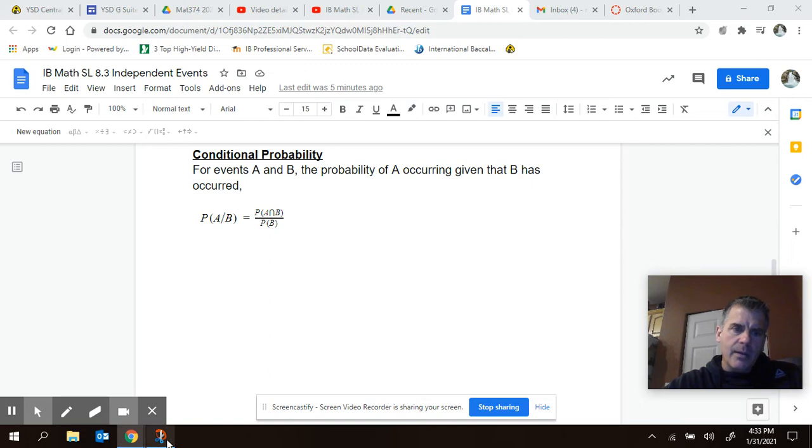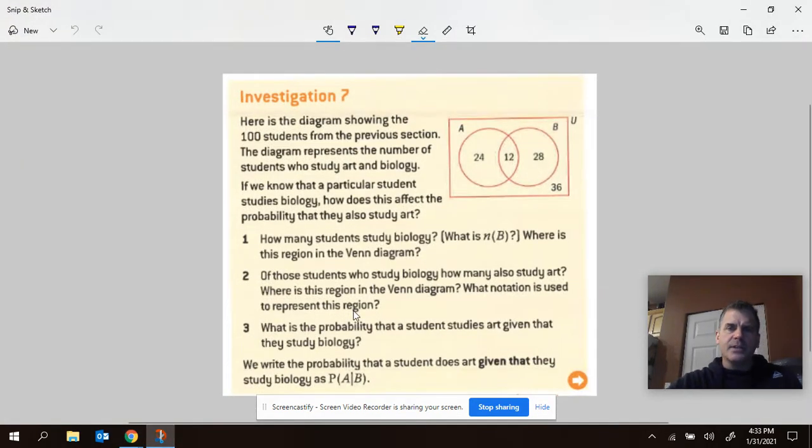Let's look at an investigation. This is on page 377 in your book, and it's a nice little transition for you. This is an example of what we looked at before about students and what they study, with biology and, in this case, art. So both those things are going on. Let's step through what we have here.